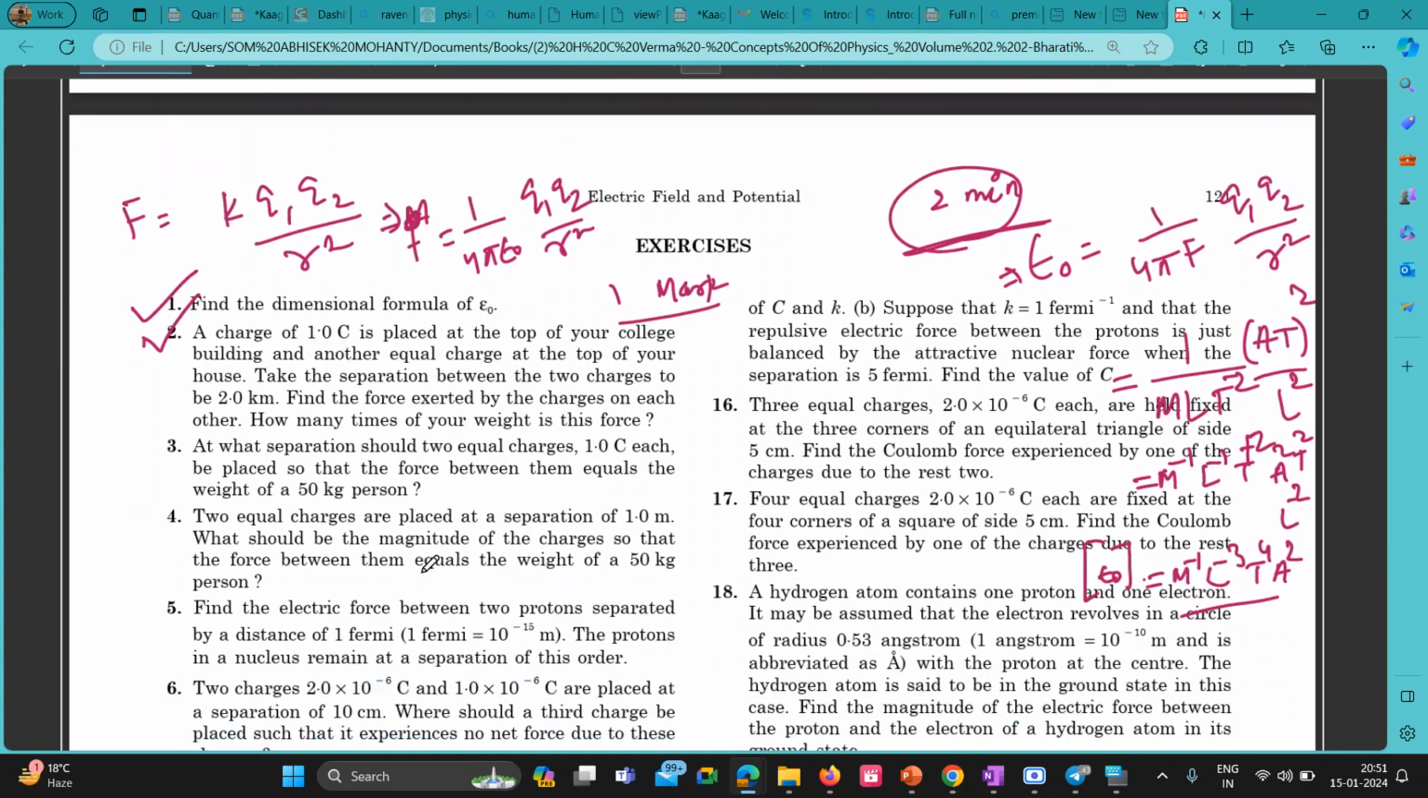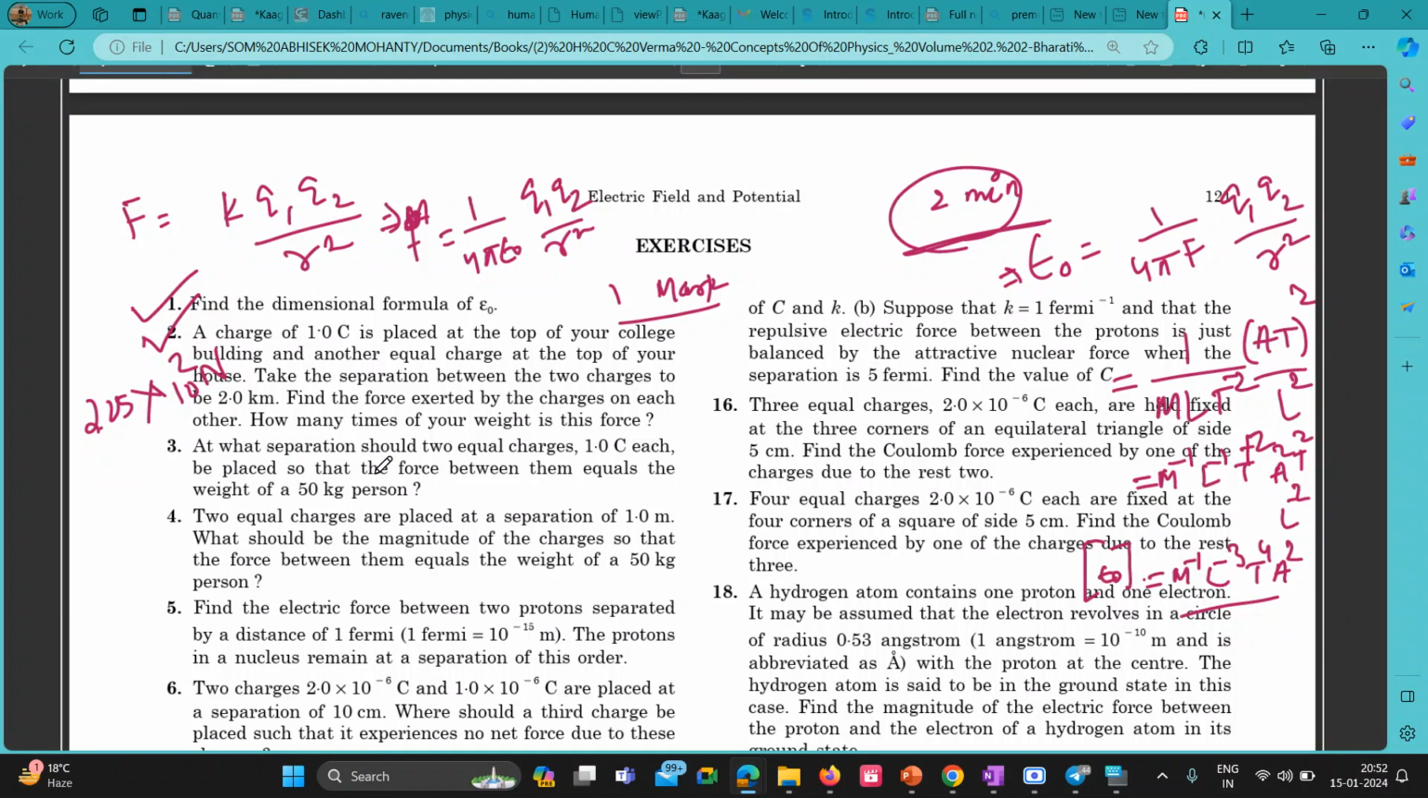Next question, you solve this one. The answer of this question will be 2.25 into 10 to the power 2 Newton.